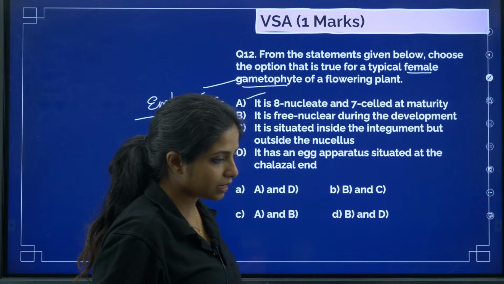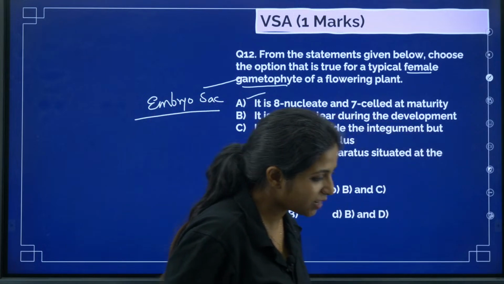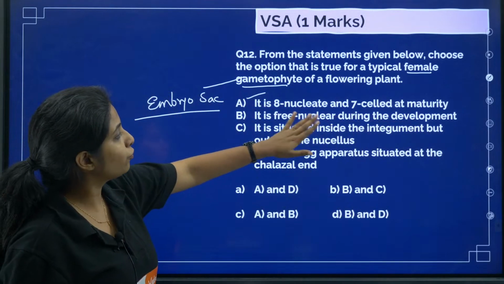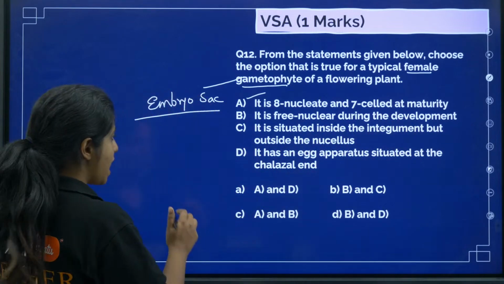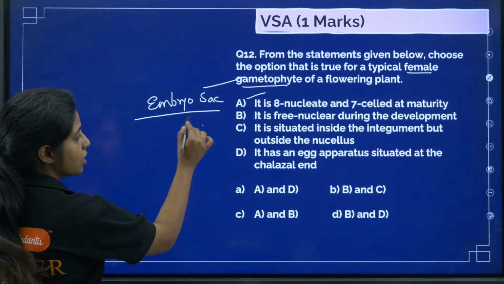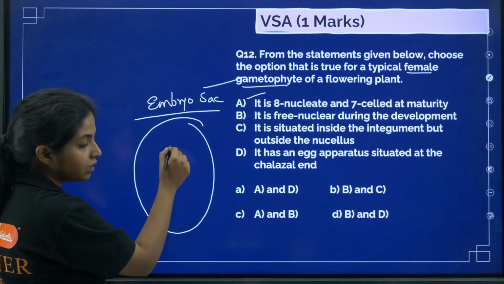Okay, A is anyways correct. All of you have started giving the answers also. Okay, I'm coming to that. Now, it is free nuclear during the development. What do you mean by free nuclear during development? As in the embryo sac was not formed as such. What happened first? Initially, it had a nucleus.